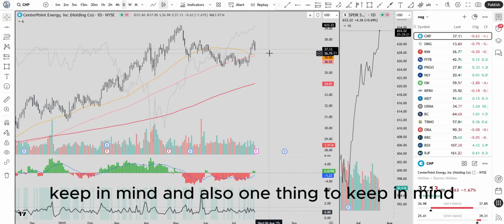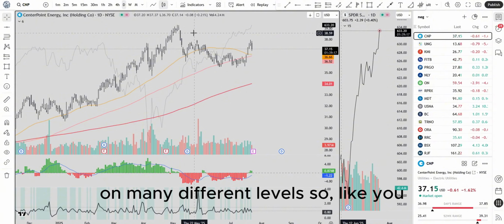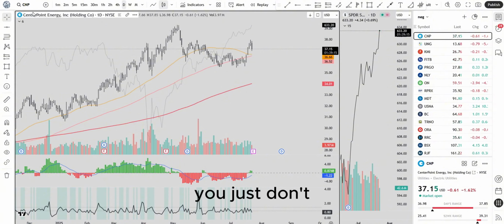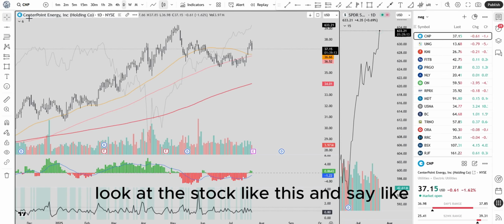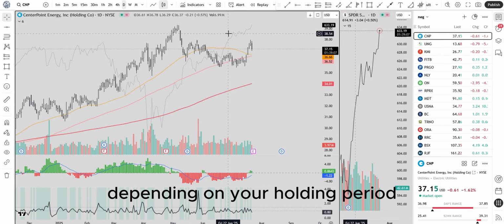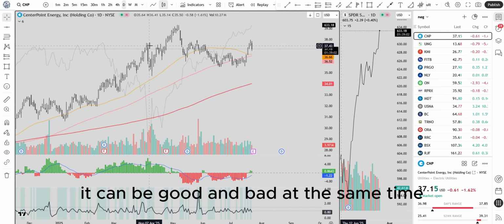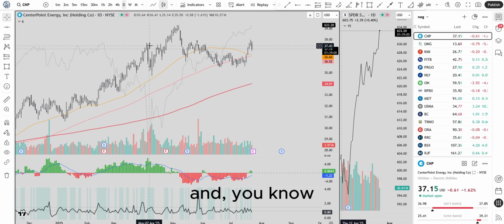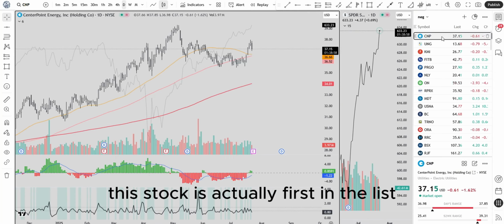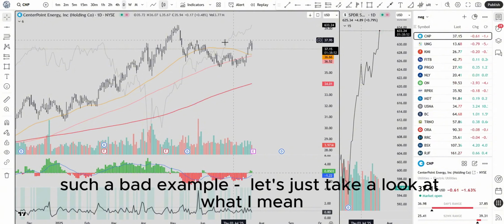One thing to keep in mind, which is also very important, is that the stock can be viewed on many different levels. You don't just look at the stock and say, yeah, it's bad or it's good. Depending on your holding period and the time you plan to take a trade, it can be good and bad at the same time. And this stock is actually the first on the list, but I think it's a good example simply because it's such a bad example. Let's take a look at what I mean.